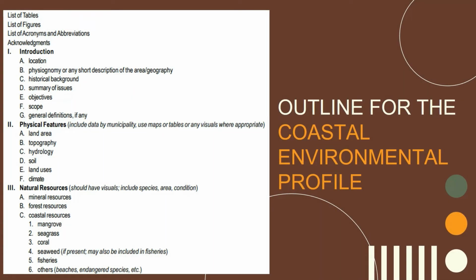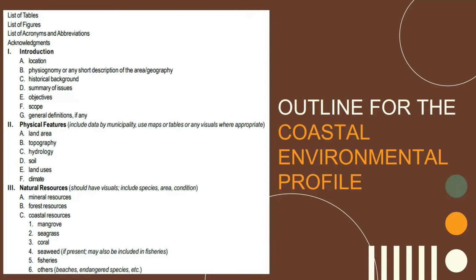So as you can see, we have the outline for the coastal environmental profile. Basically, it shows us the basic outlines, what it should contain, the main points, and the specific points it has. First, it's listed like a table of contents. First, you have the list of tables, list of figures, list of acronyms and abbreviations, acknowledgements, the introductory part, which shows a glance at the issues, the location, the objective, the scope, and the important definitions.